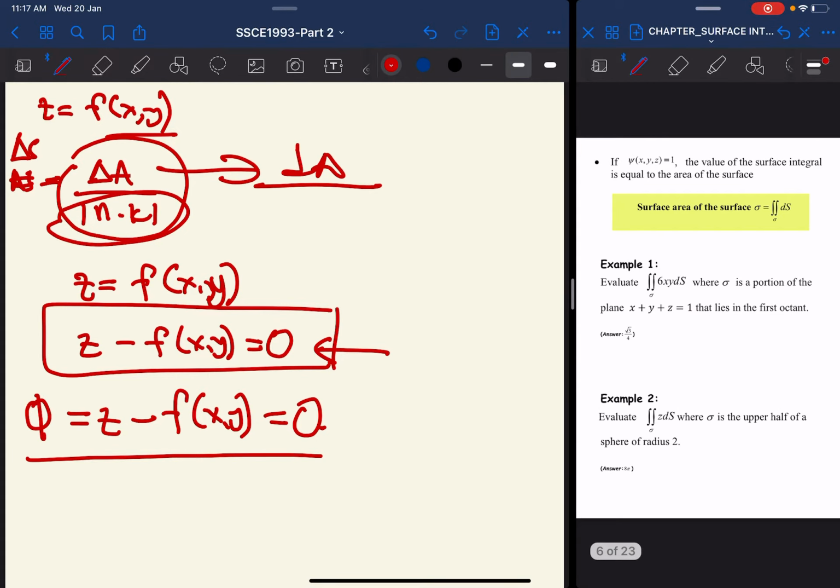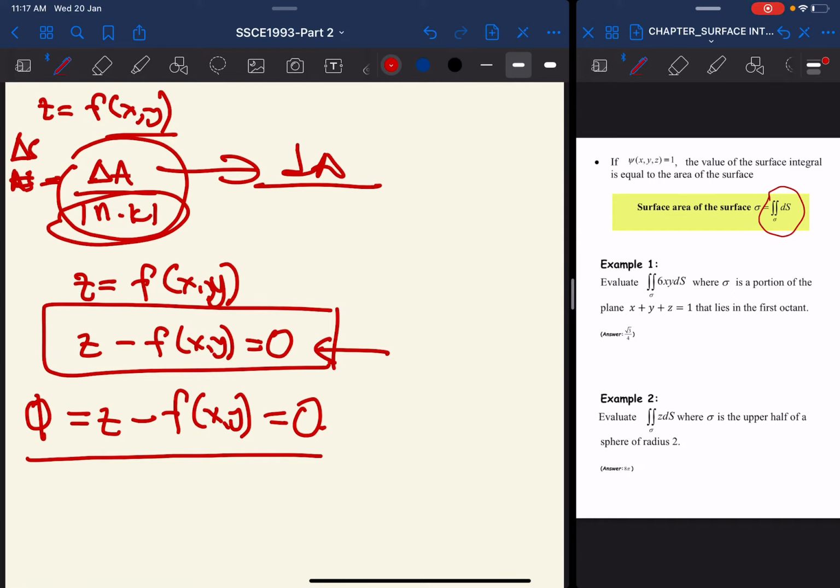And then one more thing: if the question asks you to calculate the surface area of the surface, you can just apply it by making this scalar function equal to 1, so that you will have the surface area of that surface. Okay, so you have two things that you have to remember, when the question asks for a surface integral and also for the surface area of the given surface.